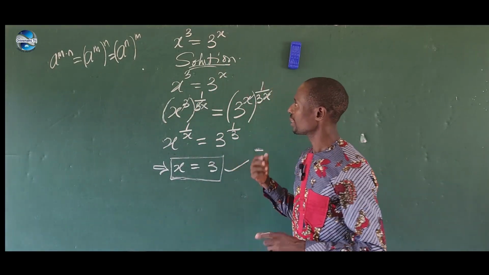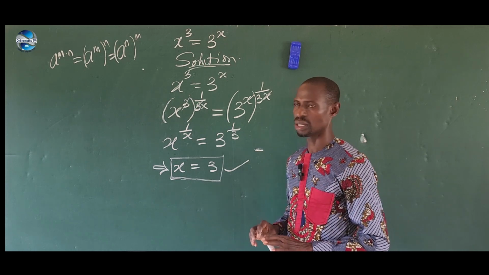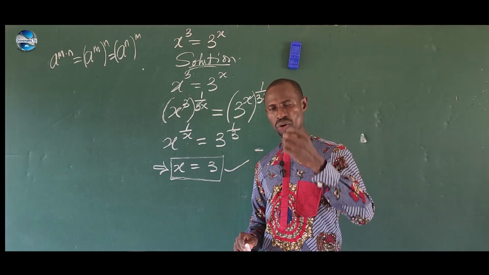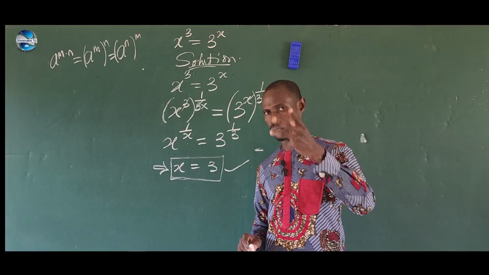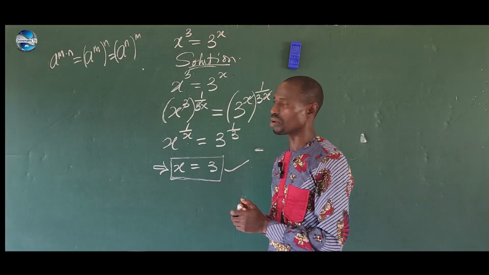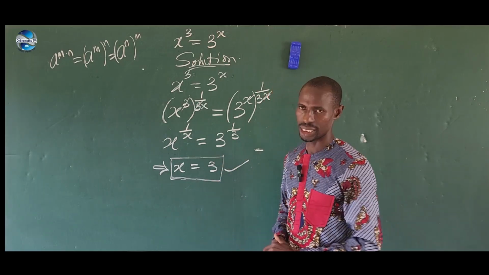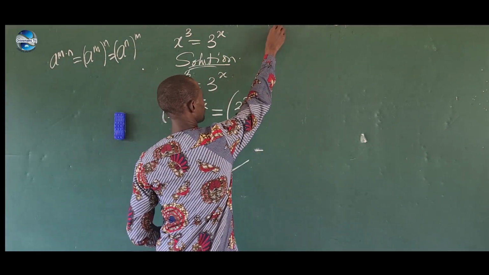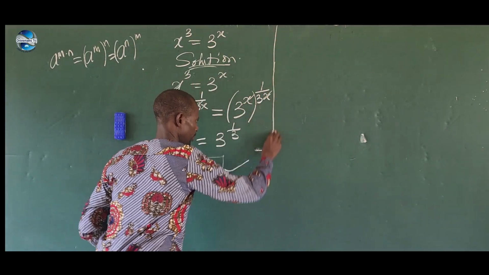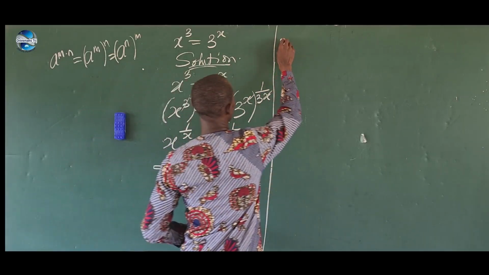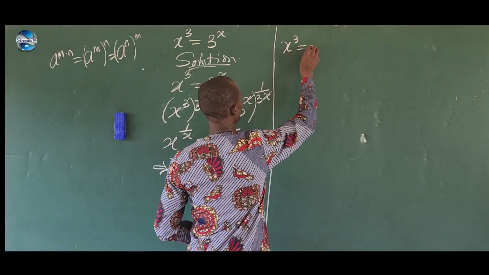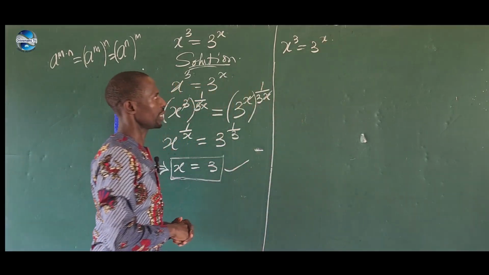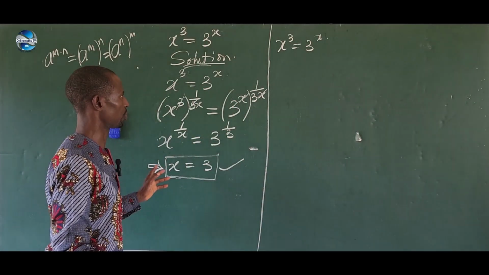Okay, all right. Now we want to use the other method that will give us a solution to infinite numbers of roots to this expression. So let's take it on this other side here. We have x to the power of 3 equals 3 to the power of x. Now from here, this is what we want to do.